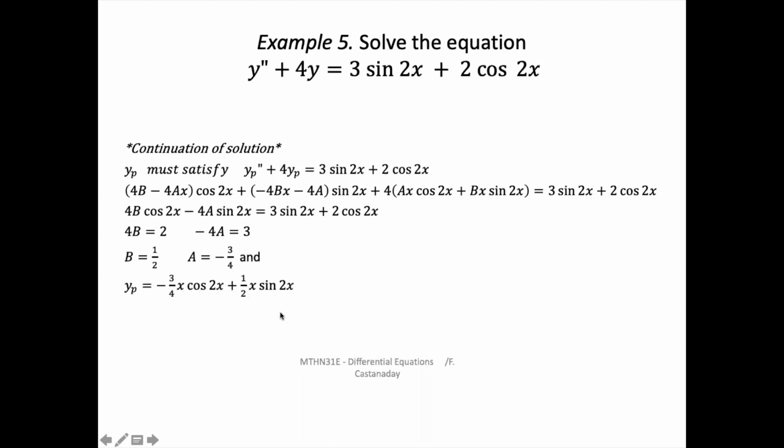Therefore, your general solution is y equals y sub c plus y sub b, which is c sub 1 cosine 2x plus c sub 2 sine 2x, minus 3 over 4 x cosine 2x plus 1 half x sine 2x. This is the value of the y sub b. This is now your general solution.